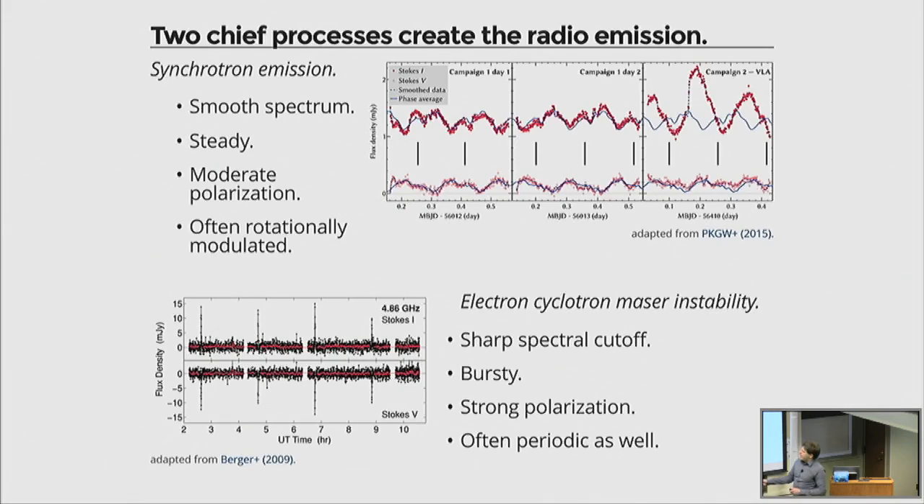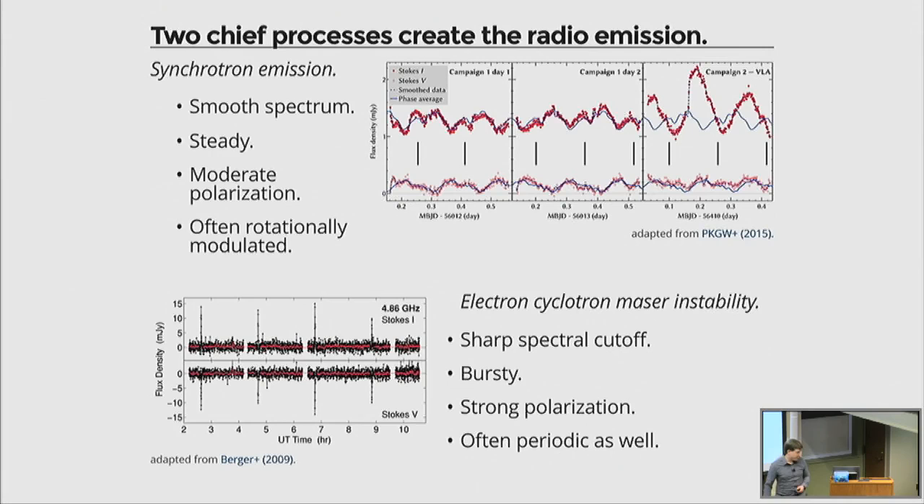So if you've got an object with a magnetic field with a strength that goes up to a certain maximum value, you'll see radio emission up to the cyclotron frequency corresponding to that magnetic field strength, and then it'll just cut off sharply. So that's distinctive. Clearly, it's quite bursty because it's beamed, and so you get a pulsar lighthouse type effect, strongly polarized. And then, again, we see this periodicity, which we believe to be anchored in the magnetic field.